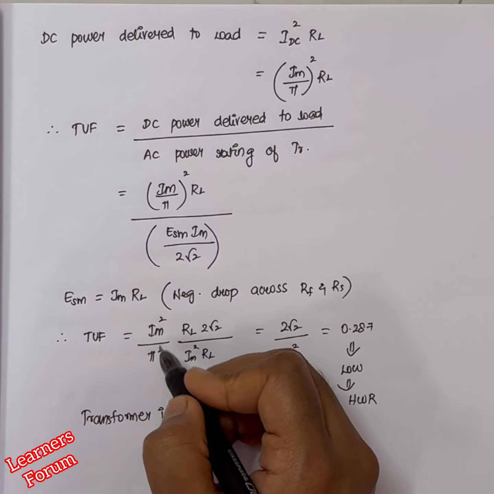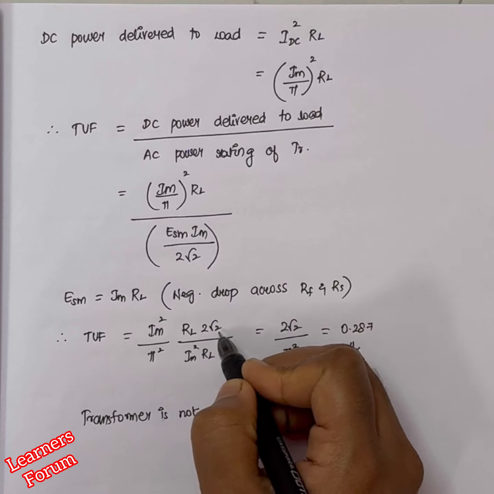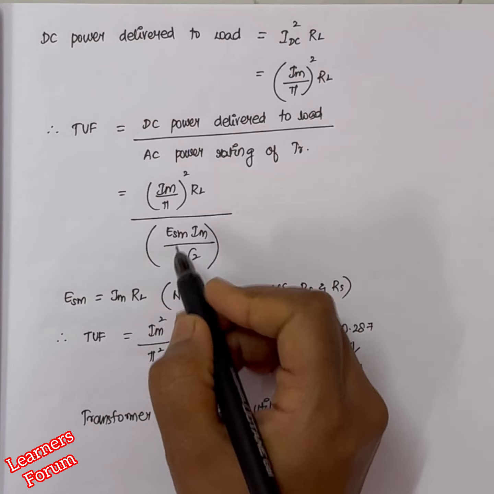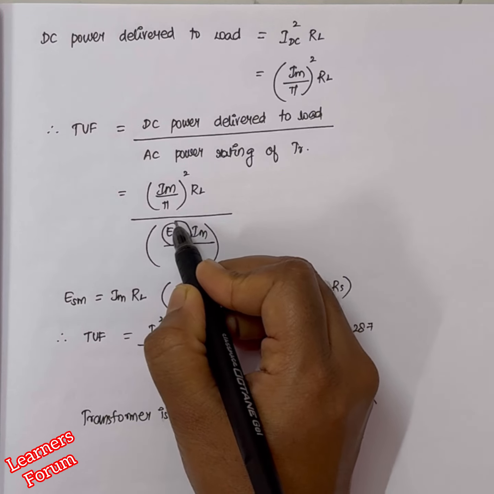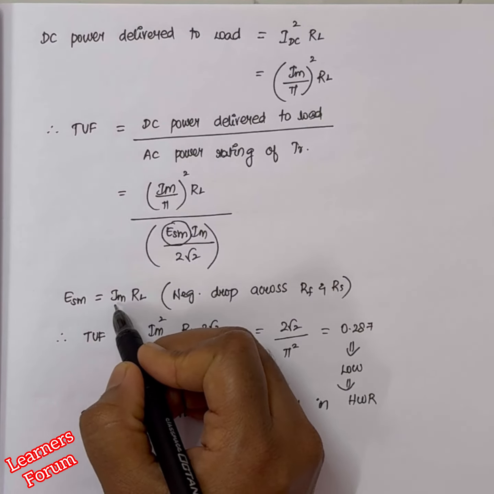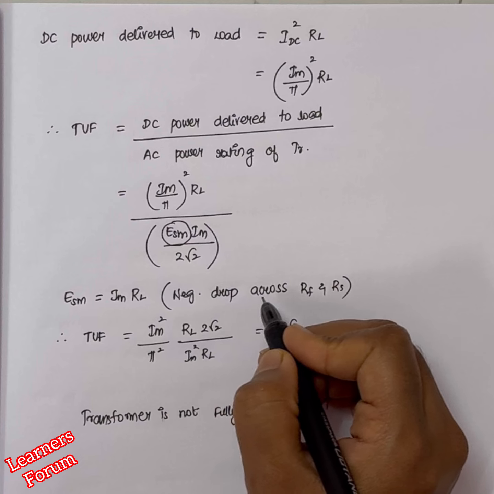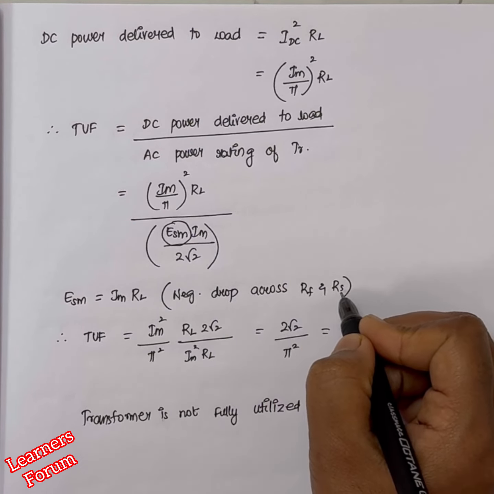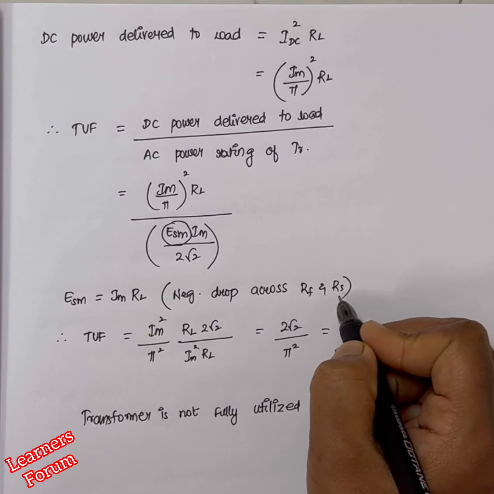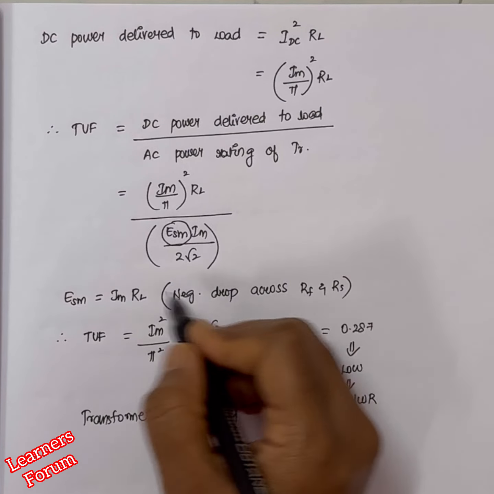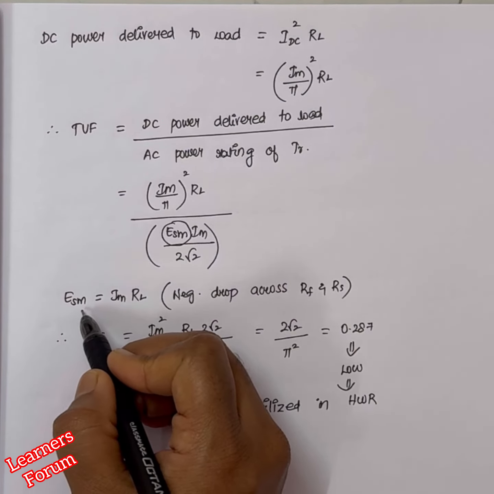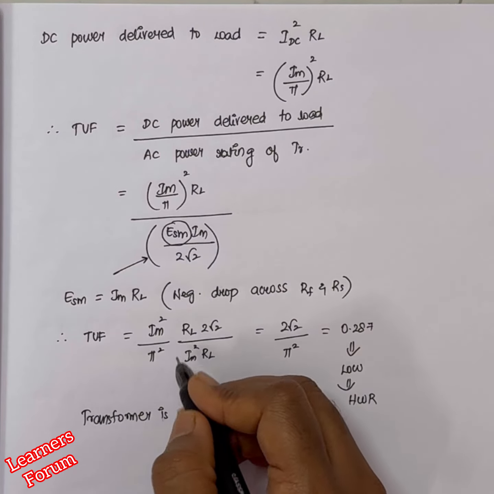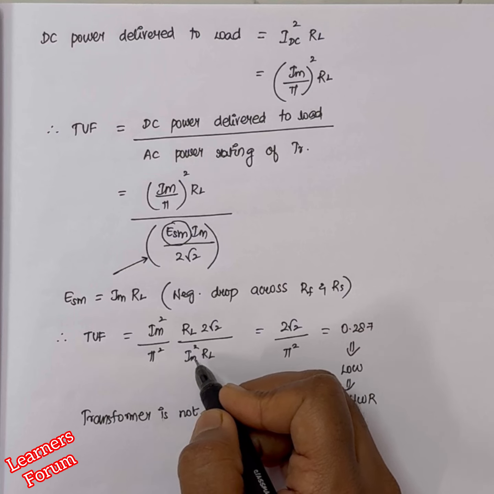TUF is equal to IM square by pi square RL times 2 root 2 divided by ESM into IM. So before this calculation, we need to know the value of secondary voltage ESM, which is nothing but IM into RL. So here we have neglected the voltage drop across the forward resistance and source resistance. We have discussed this neglection factor already. So using that, we can get the value of the secondary voltage ESM, and after substituting that over here, we will get the resultant value of transformer utilization factor this way.